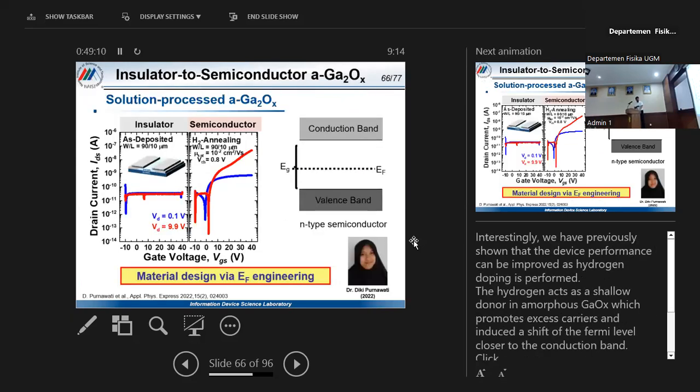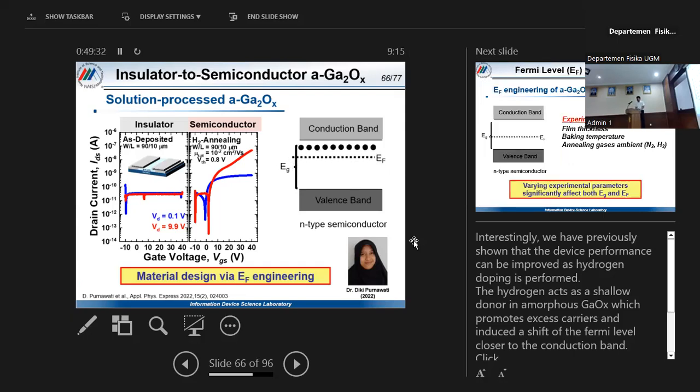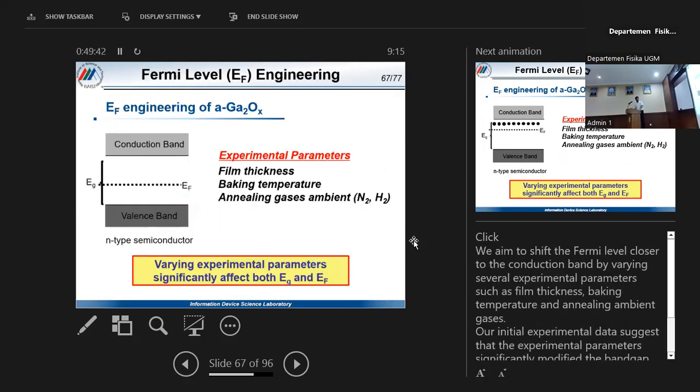So Diki from UGM, she used hydrogen annealing to convert the insulating amorphous gallium oxide ultra-wide bandgap semiconductor into a semiconductor. So what happens is that if you anneal the semiconductor in hydrogen, the Fermi level will be shifted closer to the conduction band due to the additional states introduced by the hydrogen. In effect, the insulator is transformed into a semiconductor. So we call it Fermi level engineering.